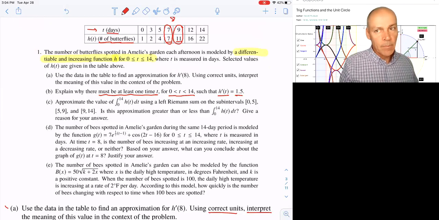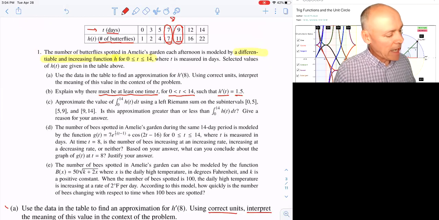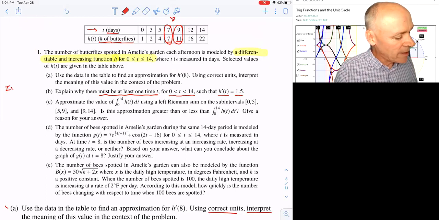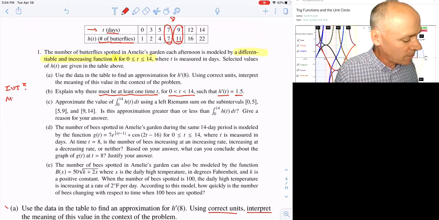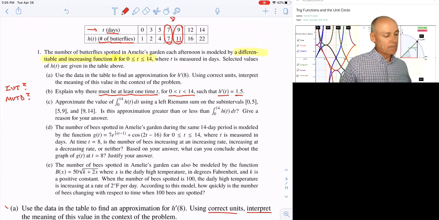Squeeze theorem? Probably not squeeze theorem. Extreme value? Probably not. Maybe IVT? Could be IVT. Maybe mean value theorem for derivatives? That could be in play. Doesn't look like it's necessarily FTC part 1 or part 2. So I'm probably looking at either IVT or MVT.